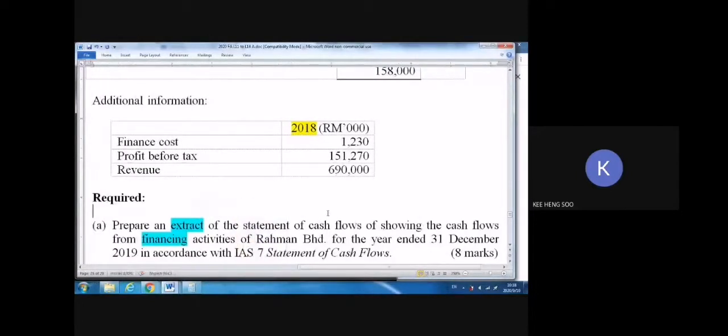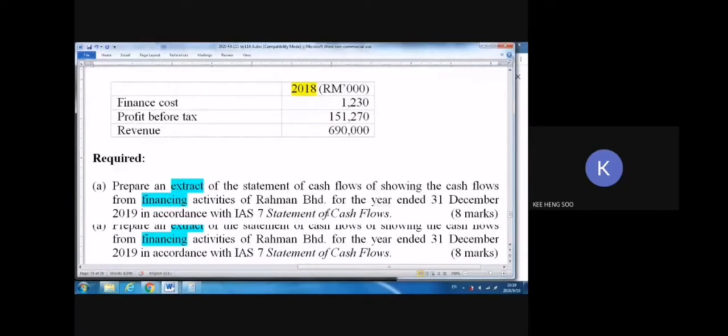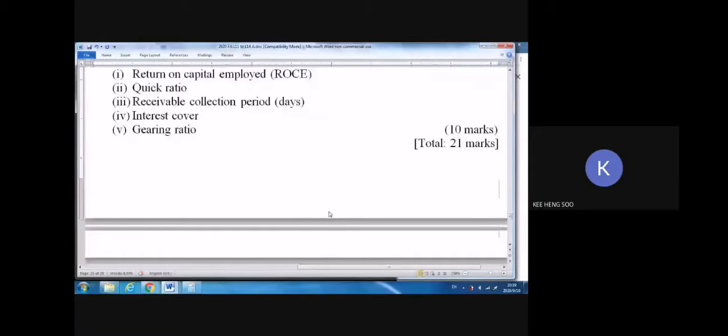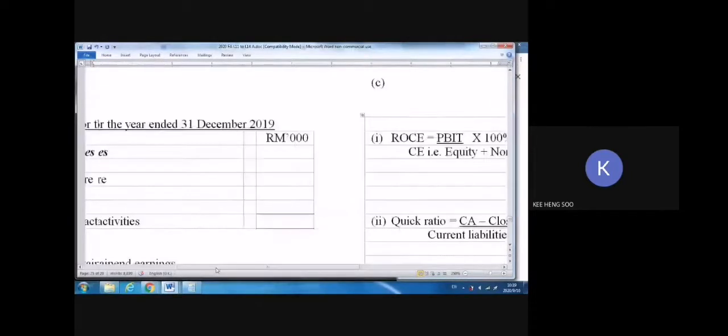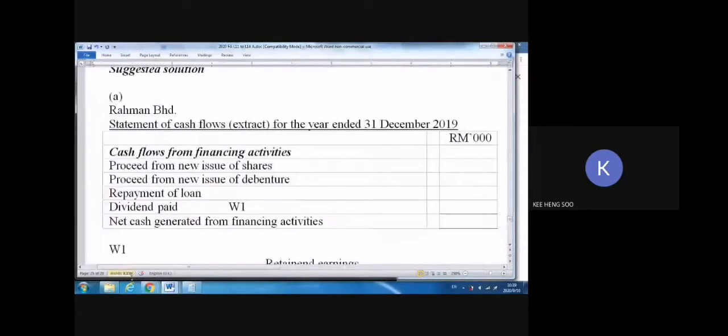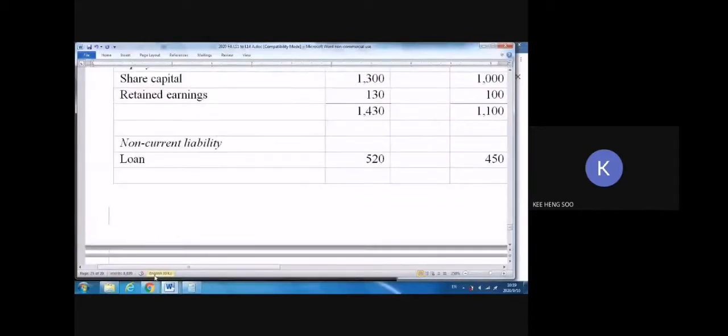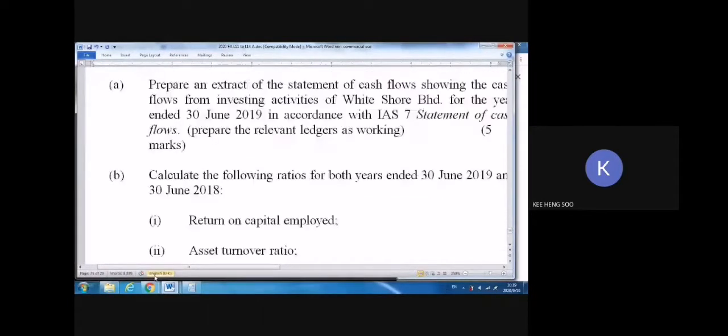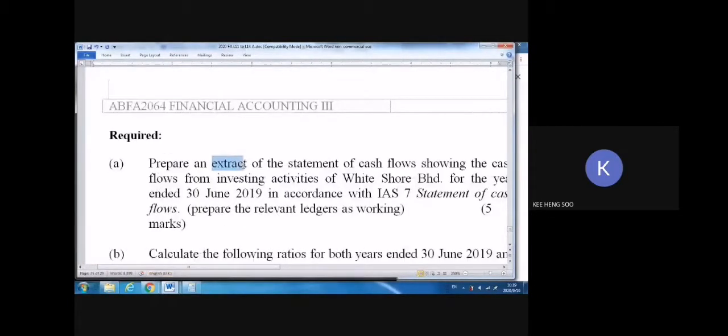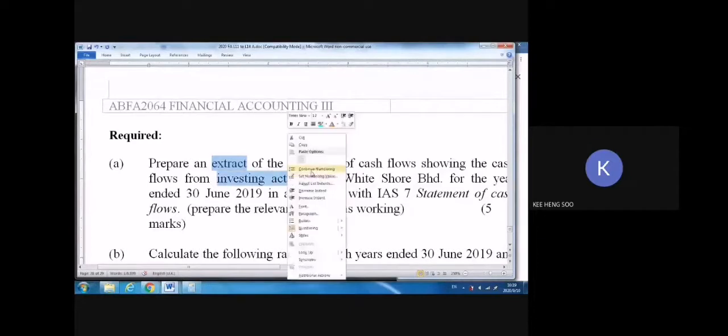Nowadays, an exam question may not ask you to prepare the whole statement of cash flow. This is an extract of the financing activities. I want you to see the next question. The next question is also very close to this question. Extract of investing activities. You guess now what will it be?